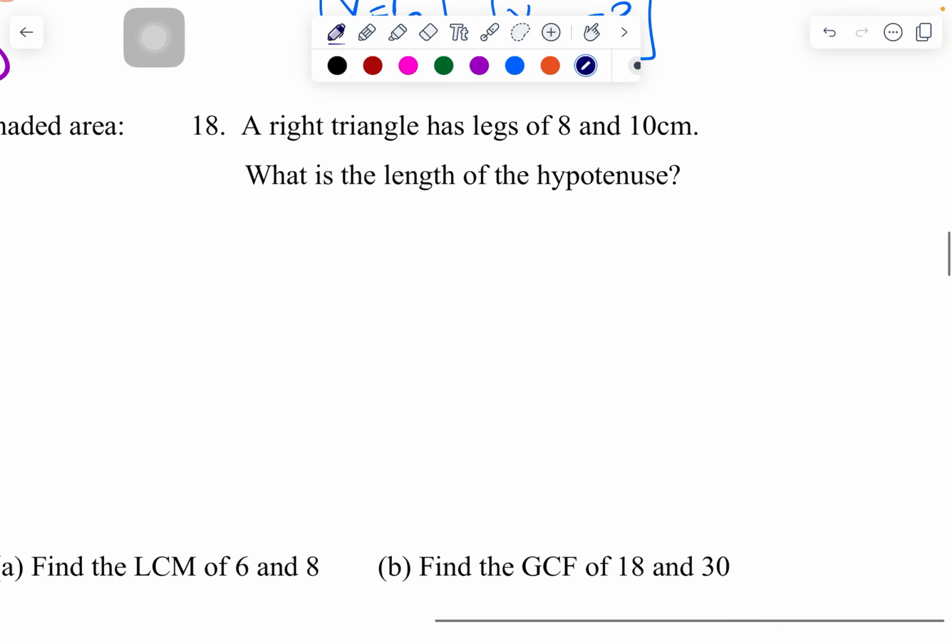Moving on over to number 18 here. A right triangle has legs of 8 and 10. So let me draw a right triangle. There's a pretty right triangle. The legs are 8 and 10. What is the length of the hypotenuse? I don't know, but we're going to figure it out.